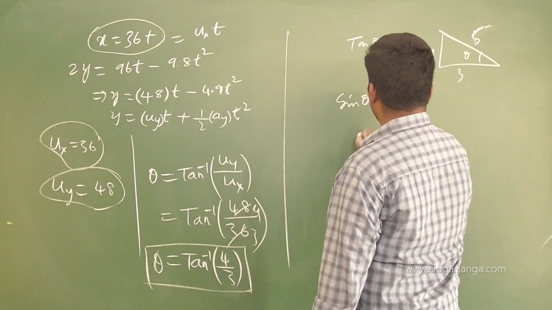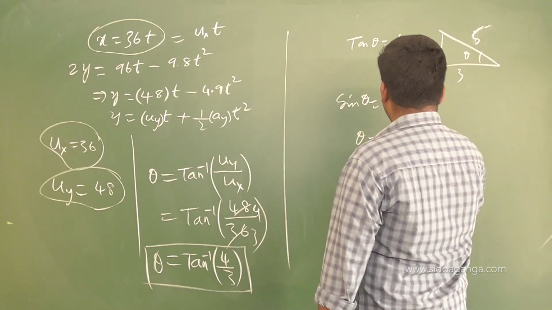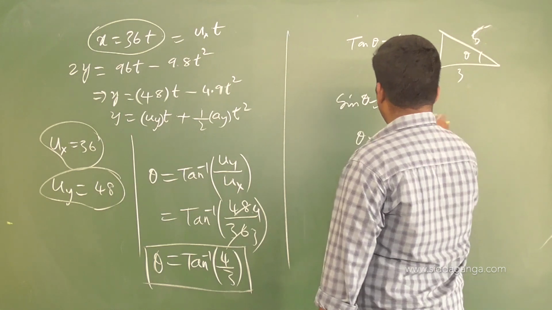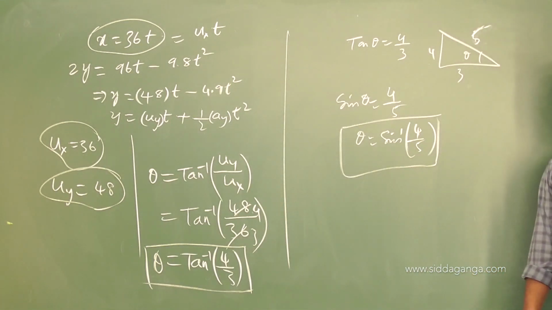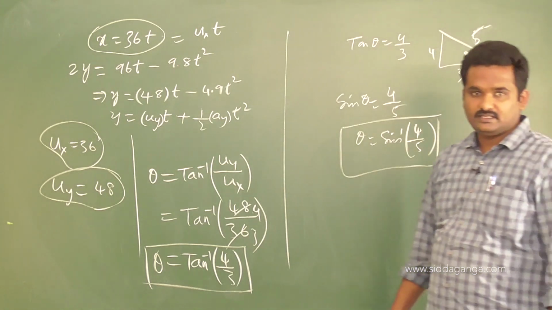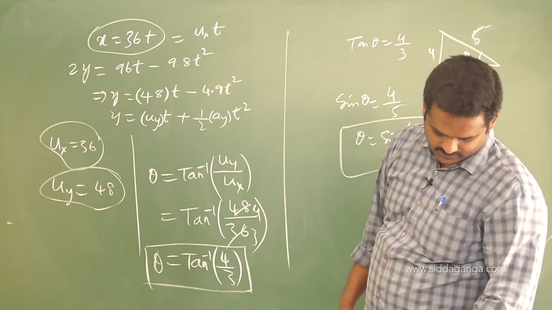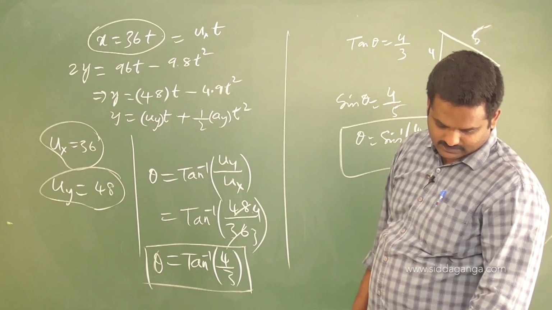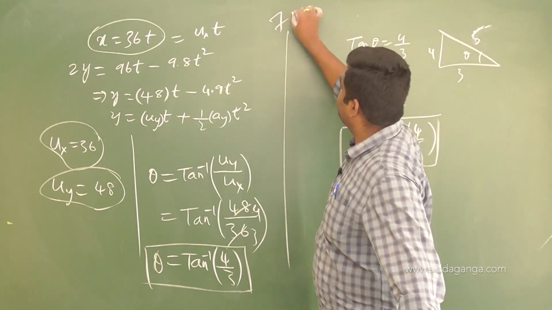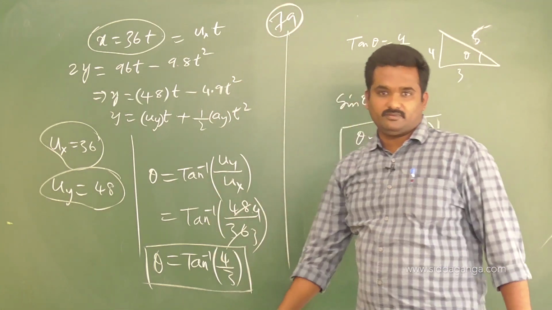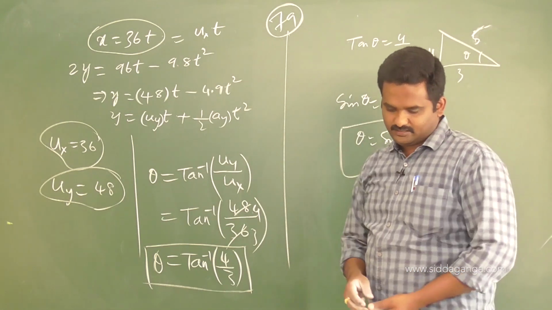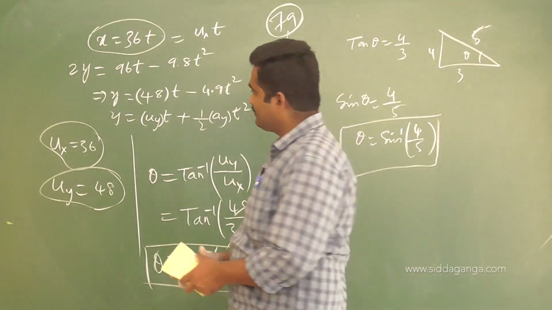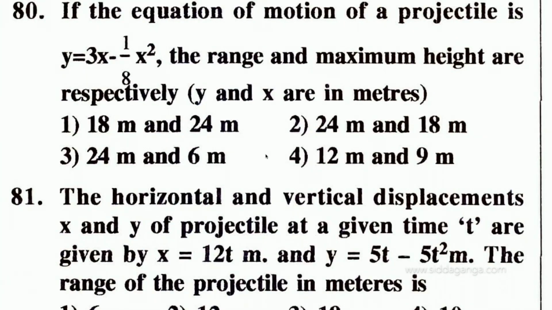Sin theta is 4 by 5 means theta equals to what? Sin inverse of 4 by 5. This is the answer. Theta equals to sin inverse of 4 by 5. You can copy. This is for problem number 79. 79th problem. Next, 80. Problem number 80, just go through.